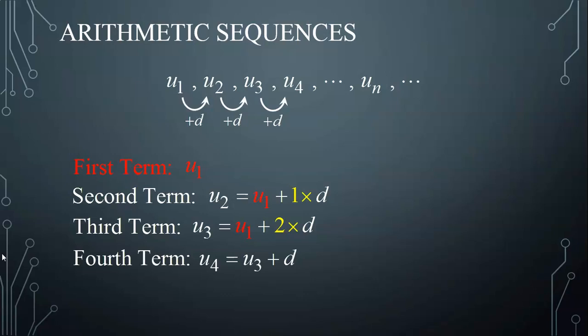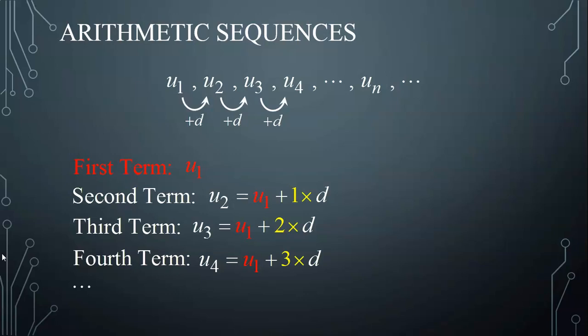Similarly, the fourth term of the arithmetic sequence is obtained by adding the common difference to the third term. So U4 is U3 plus D. And we already obtained that U3 is U1 plus 2D. Adding 2D and D, we obtain U4 equals U1 plus 3D.